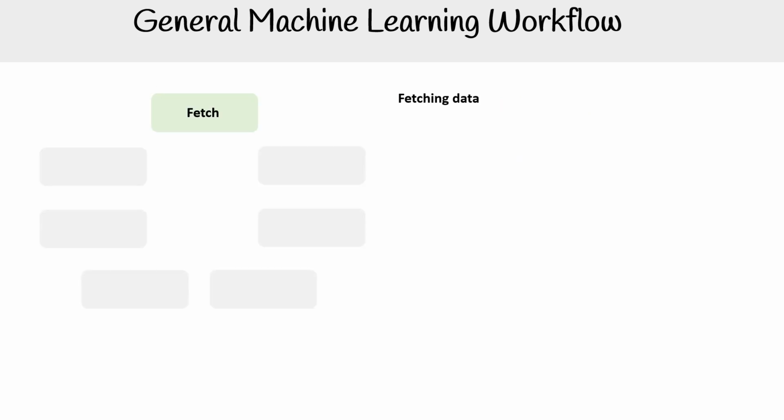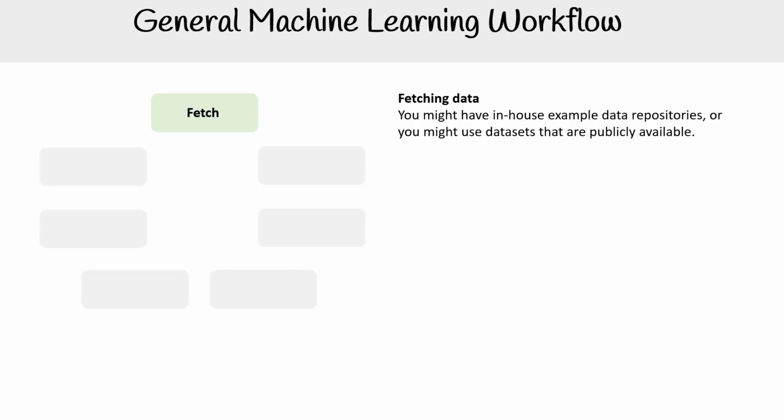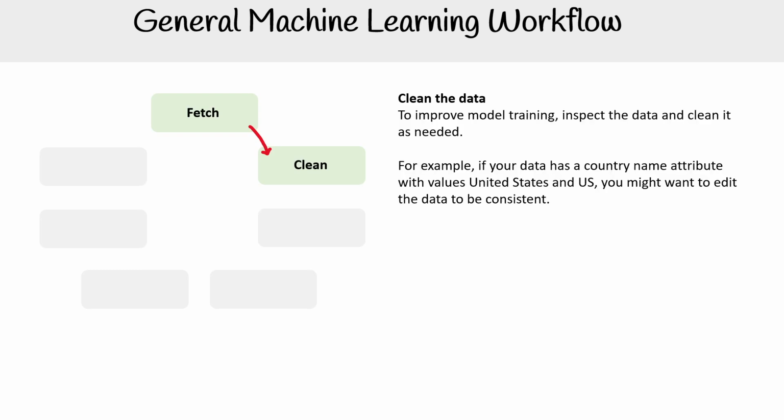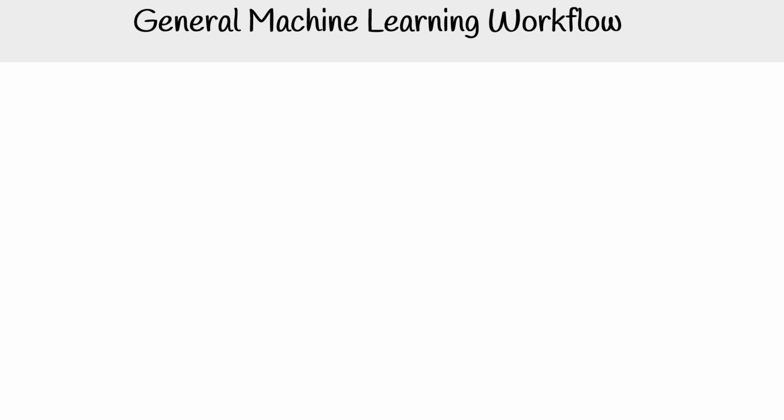Let's take a look at fetch. So first we'd fetch our data, possibly from a repo or a public data set, and normally that data will sit in one place that you're accessing it. Then you need to clean the data. So here you might have an attribute where some of them are United States and other ones in the same column is US. So you might want to normalize that data to clean it to make it consistent.